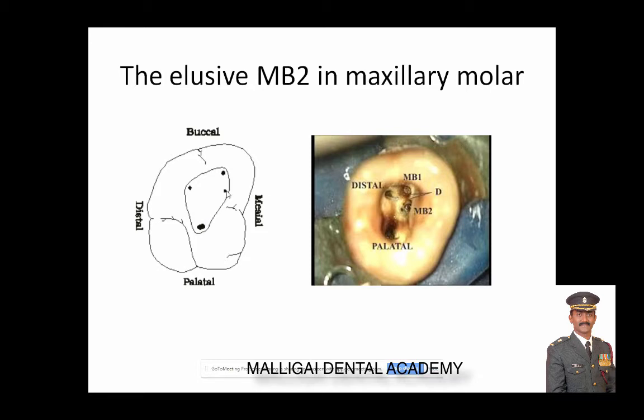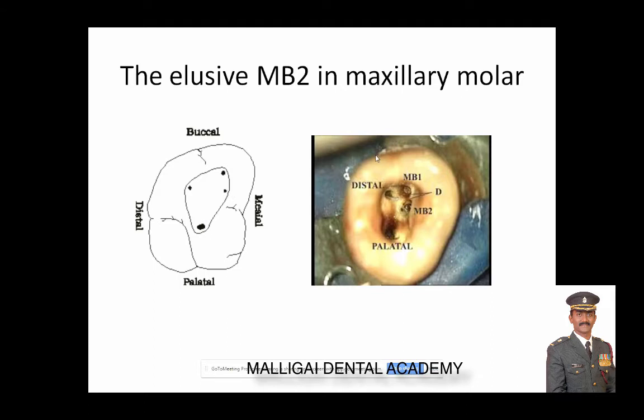The MB2 is located on a line joining the mesiobuccal to the palatal, slightly towards the mesial and closer to the mesiobuccal. It's called MB2 and not palatal 2, meaning that this is the orifice located beneath the mesiobuccal cusp of the maxillary first molar. The principal mesiobuccal orifice is located under the tip of the mesiobuccal cusp as seen here. A little away from the principal mesiobuccal orifice, slightly towards the mesial, is the second mesiobuccal orifice.